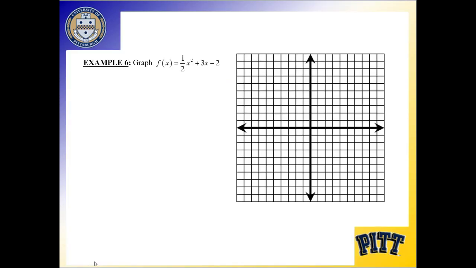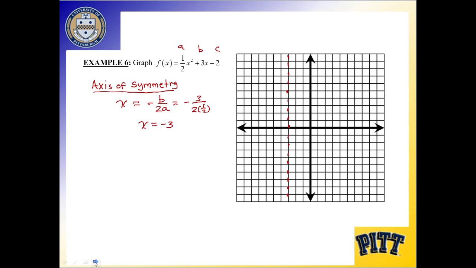If I want to get a graph of y or f of x equals 1 half x squared plus 3x minus 2, I first know it's going to be a parabola. It's going to open upward. I know my a value is 1 half, my b value is 3, my c value is negative 2. I can come up with the axis of symmetry equation by doing x equals negative b over 2a, or in this case, negative 3 over 2 times 1 half, which means the axis of symmetry for this would be at x equals negative 3.